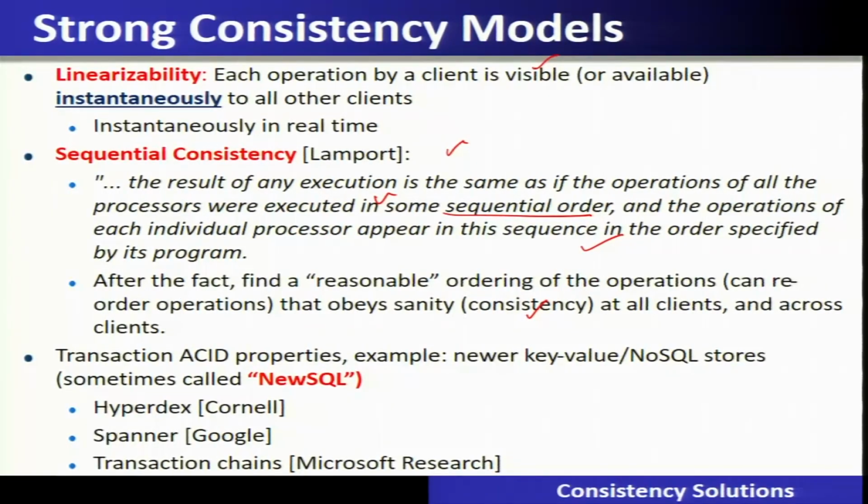So, the transaction, that is the ACID properties, if let us say you want to follow for NoSQL databases, then a new kind of development is happening around the cloud providers. They are calling it NewSQL. This means it is a NoSQL data store and also supports the ACID properties. The examples are HyperDex by Cornell, Spanner by Google, and Transaction Chain by Microsoft Research. So, these are the newer developments called NewSQL.